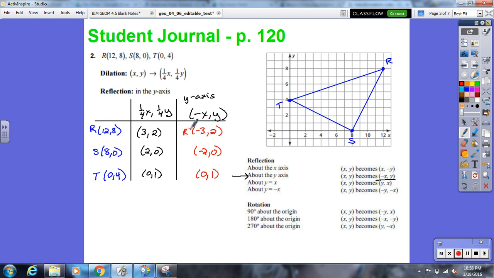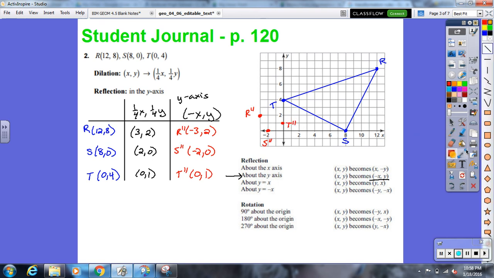Let's graph this final figure and see what it looks like. So we have negative 3, 2, R double prime, negative 2, 0, S double prime, and 0, 1, which is T double prime. Go ahead and connect your dots. This figure makes a lot of sense because if you think about it, the 1/4 dilation means it was a reduction, so it's 1/4 the size that it was. And then it was also reflected, which is why it looks like it's slanting the opposite way, because it was reflected over this line after it was shrunk down.